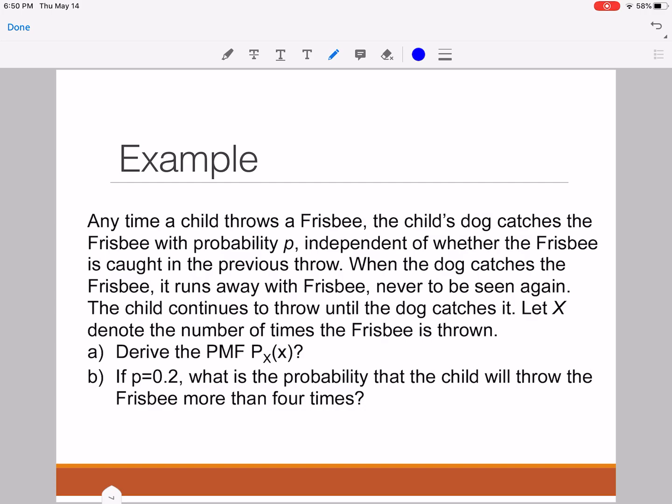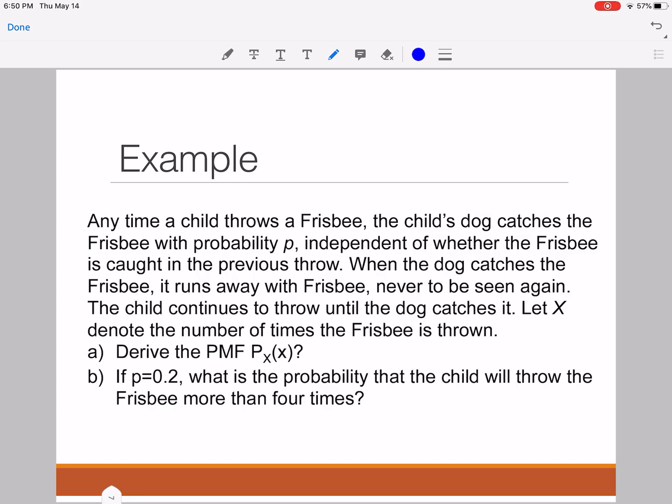Now the child is performing several Bernoulli trials, and we are interested in one specific case, and that is when the dog catches the frisbee, it runs away with the frisbee, never to be seen again. So if the child continues to throw until the dog catches it, let x denote the number of times the frisbee is thrown. What you need to do is derive the probability mass function, PMF, of x, where x is the number of times the frisbee is thrown.